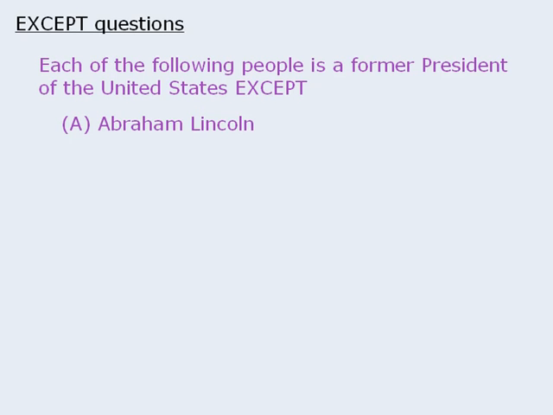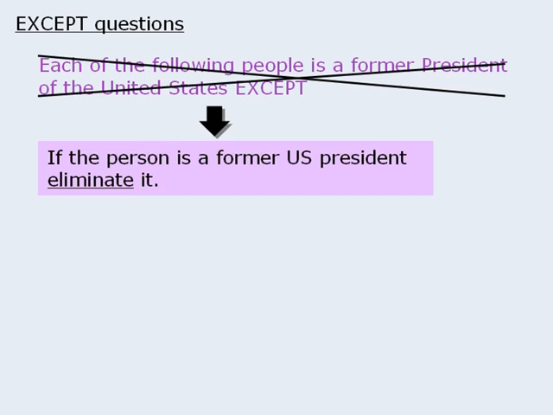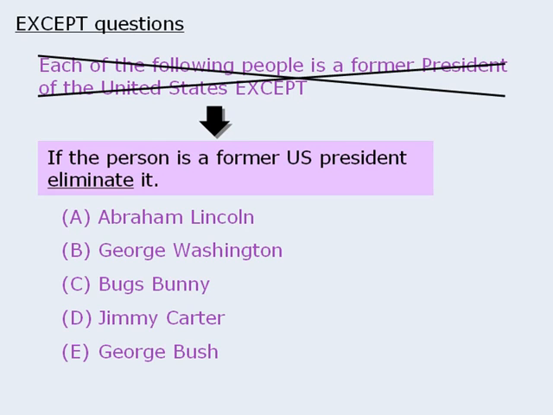To avoid this, it's useful to turn a negative question into a positive direction. So we'll take this negative direction and reword it as, if the person is a former US president, eliminate it. Now that we have a positive, proactive direction, we'll check the answer choices.